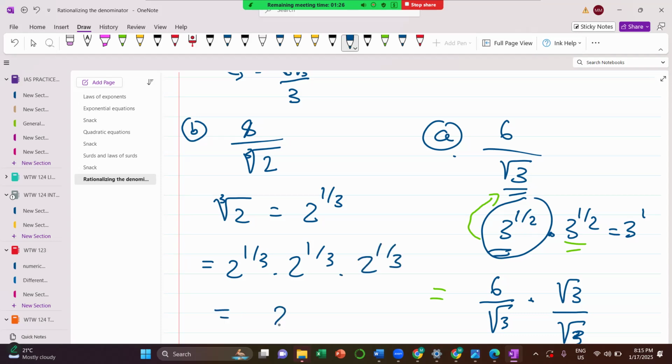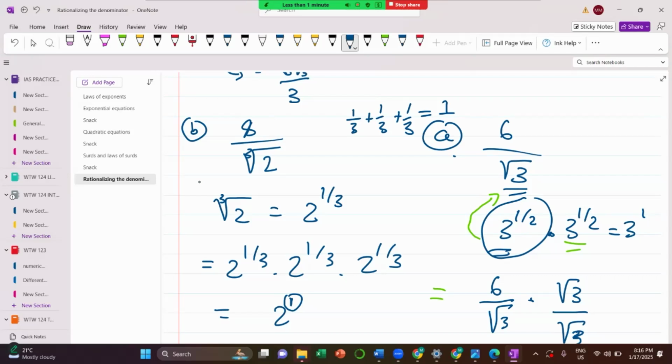Then it's going to give me a 2 to exponent of 1. Are we okay? Because when I say 1 over 3 plus 1 over 3 plus 1 over 3, it's going to give me 1. Put that into your calculator, I'm going to get a value of 1. Are we all on the same page?